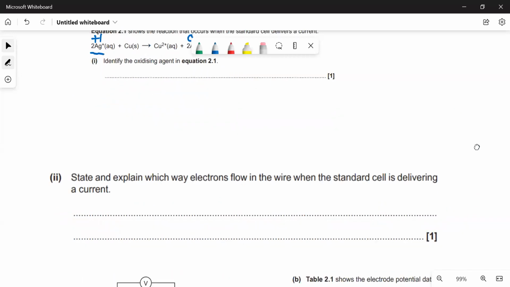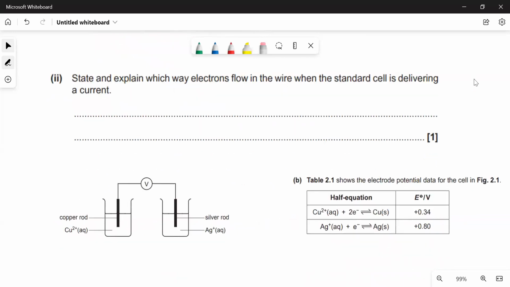Right, state and explain which way electrons flow in the wire when the standard cell is delivering a current. Okay, so here I've done this. So again, this is the most positive, so that is going to take in the electrons and go forwards. And that's most negative, that's going to give away the electrons. So the copper's giving away the electrons, so they're going to be going around that way, from left to right in our diagram. Put the salt bridge in there. Okay, so the electrons will go from left to right. Explain why. Well, the silver ions are taking electrons away from the copper metal.